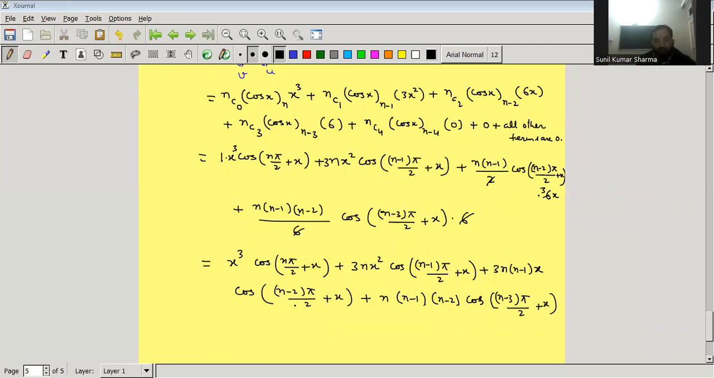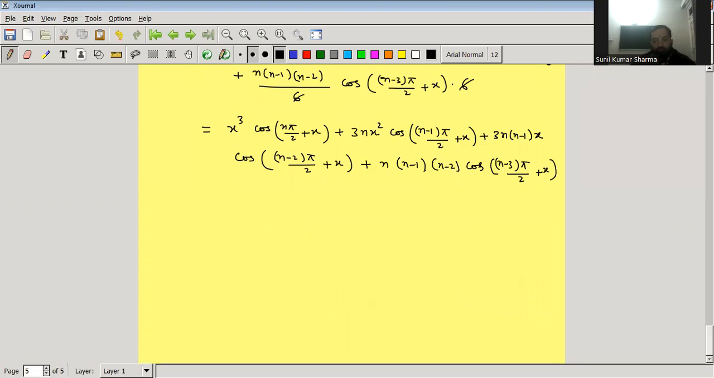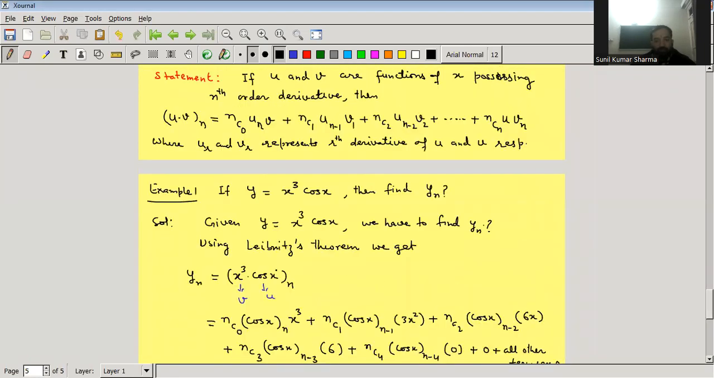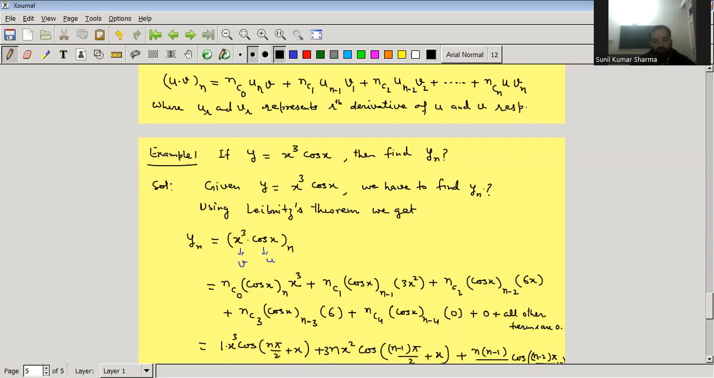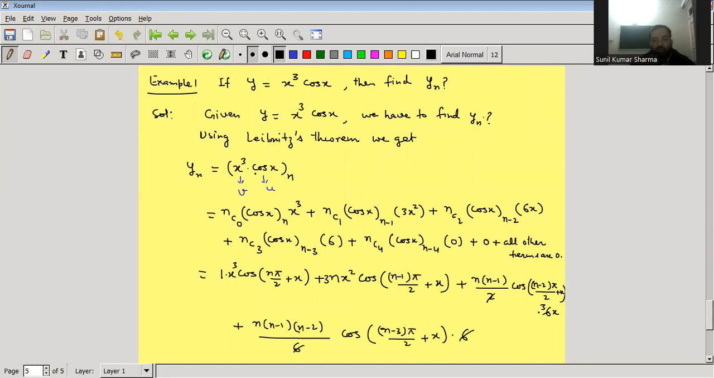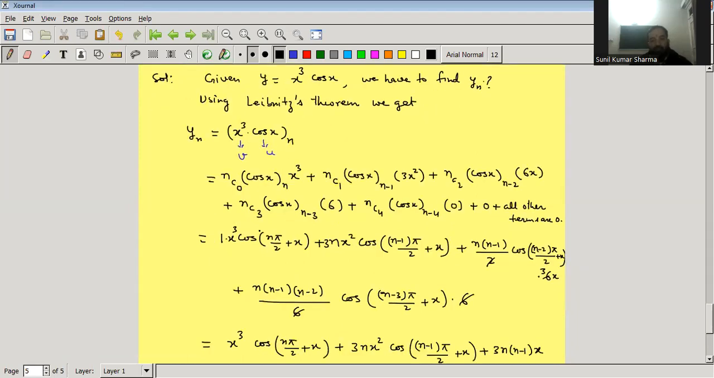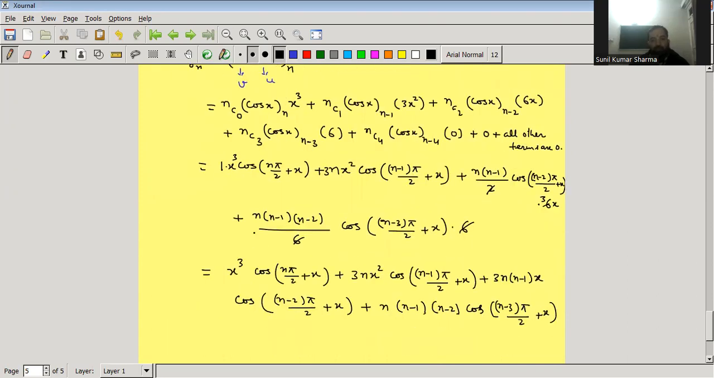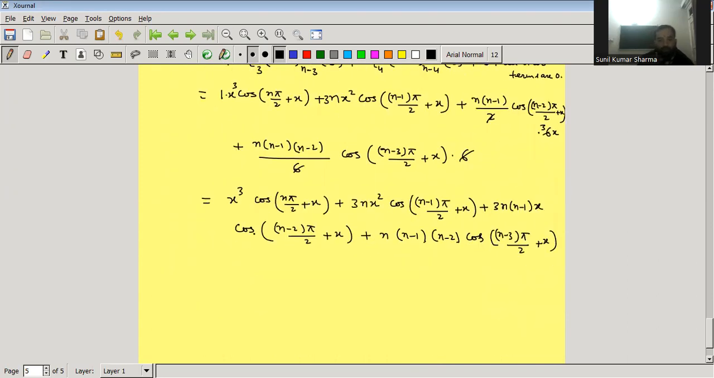So you can go through this result. See how simple this is, how we can differentiate n times x power 3 into cos x. Leibnitz's theorem helps us to find the n-th derivative of a product of two functions. If we use the general way, first finding the first derivative, then second, then third, the question becomes very large. So Leibnitz's theorem helps us find the n-th derivative in a short way. So go through this. So yn is equal to this.